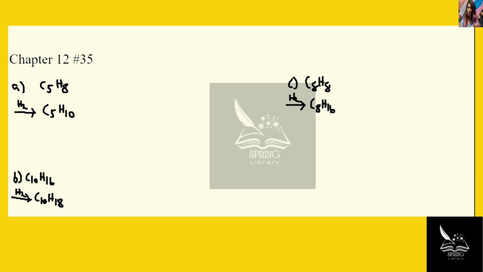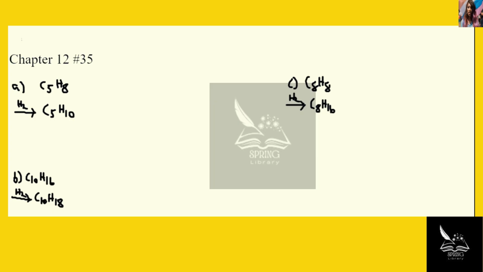The way to solve this problem is going to be to calculate the hydrogen deficiency index for each of these formulas, and then to look at the hydrogenation data to determine how many of those degrees of unsaturation are due to pi bonds.